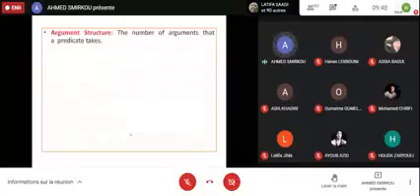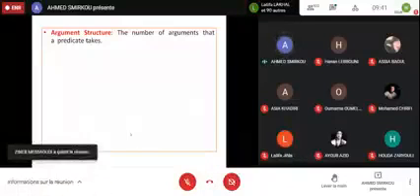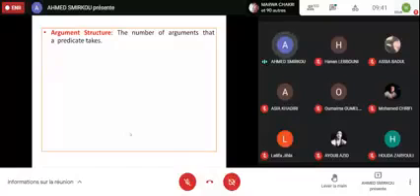Now we move to argument structure. Argument structure refers to the number of arguments that a predicate takes. The predicate is the verb and what comes after the verb, and we are going to focus on the verb itself. The arguments are the complements a verb takes, including the subject.